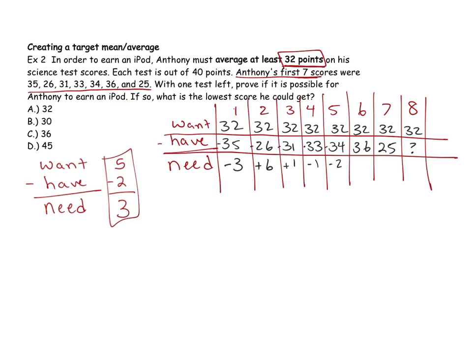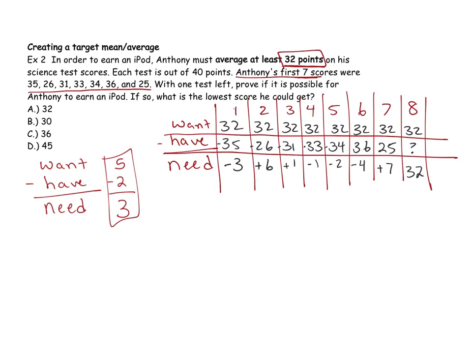32 minus 36, we'd need to lose 4 points. And 32 minus 25, we would need to gain 7 points to make up for that poor score. And we're not sure exactly what we got on that 8th test, but we need at least 32 on that test. And then any score that we have to make up for from the previous 7 scores, we need to add that on to our goal of 32. So let's take a look.